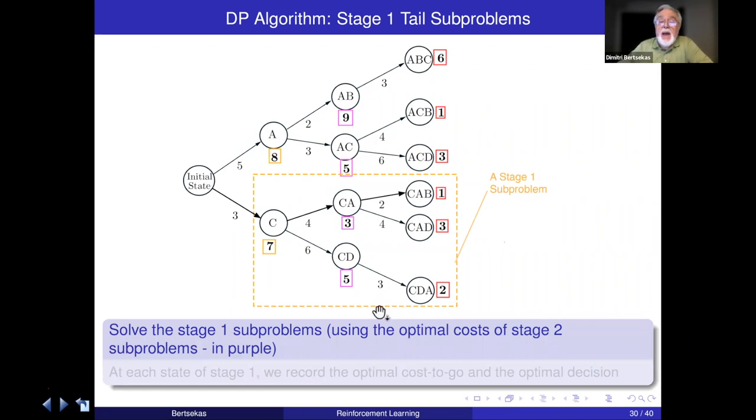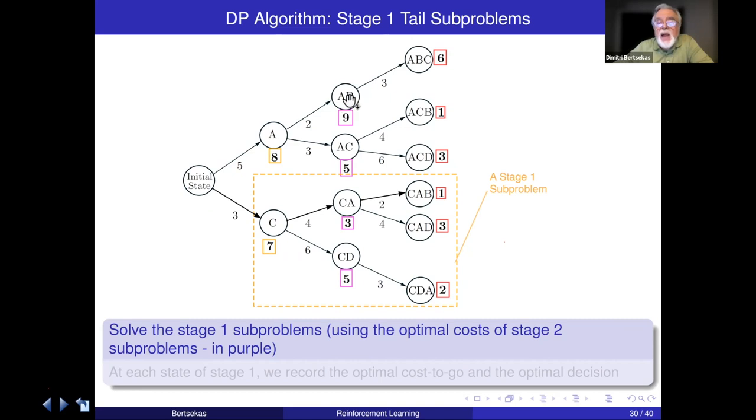Now let's go one step back. We have the red numbers, we have the purple numbers from the previous calculation. And now we go to calculate the optimal cost of the tail subproblems for these two states. And so to solve this tail subproblem, we don't have to go all the way to the end. Instead, we can take the cost of the immediate transition, add to it the purple number, which gives me a seven here and gives me an 11 here. So the minimum is seven. And this is the optimal cost of this tail subproblem starting from this state. We do this for both states.